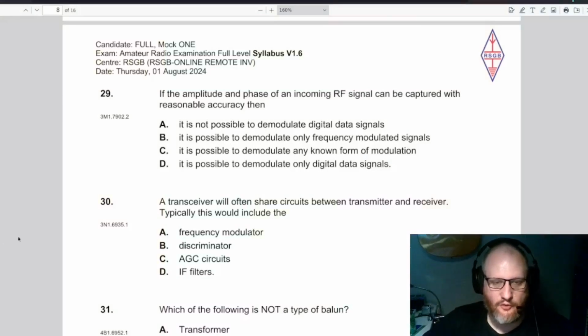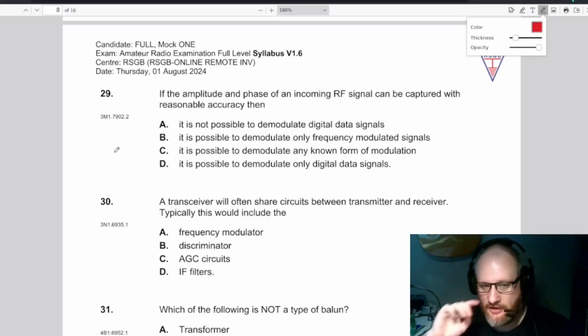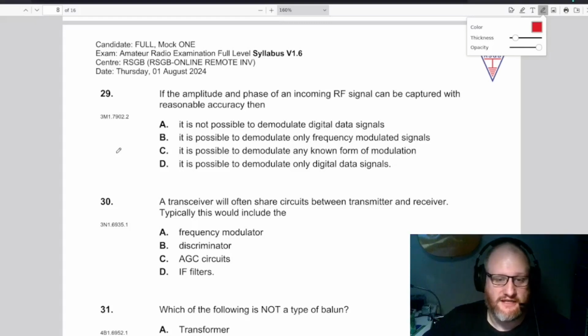Today we're looking at the full license mock examination number 1, version 1.6. We've reached question 29, which reads: if the amplitude and phase of an incoming RF signal can be captured with reasonable accuracy, then A, it is not possible to demodulate digital data signals. B, it is possible to demodulate only frequency modulated signals. C, it is possible to demodulate any known form of modulation, or D, it is possible to demodulate only digital data signals.